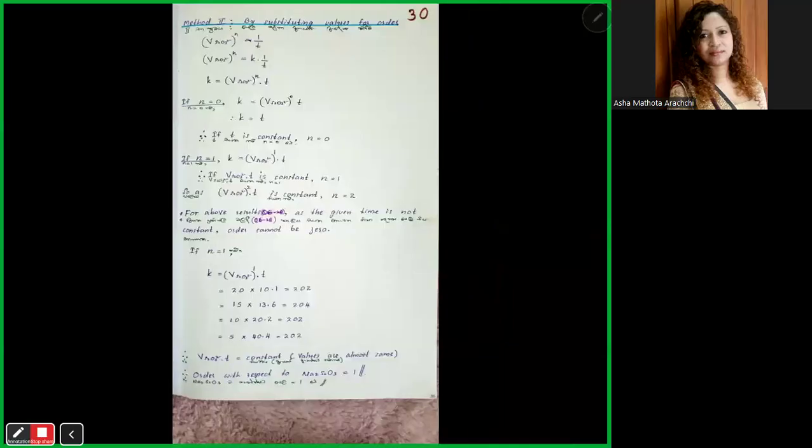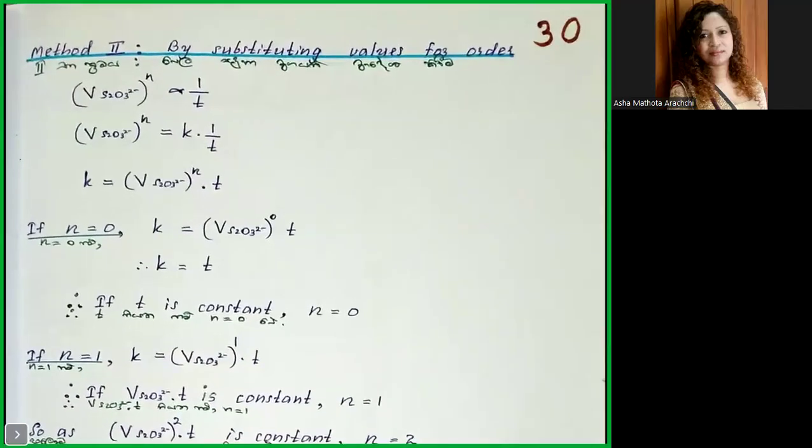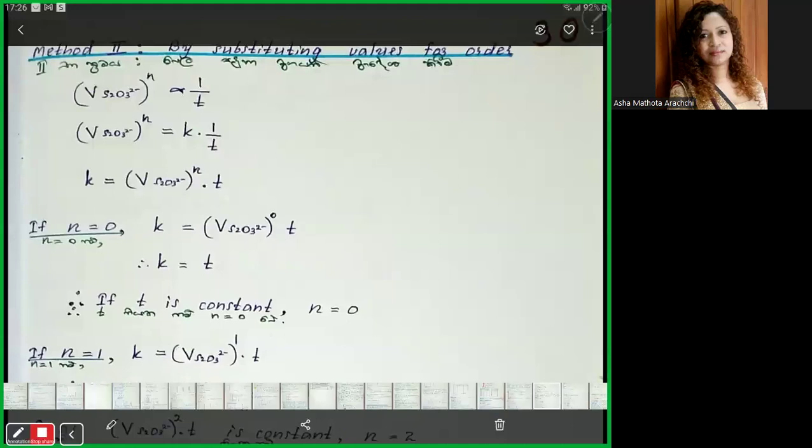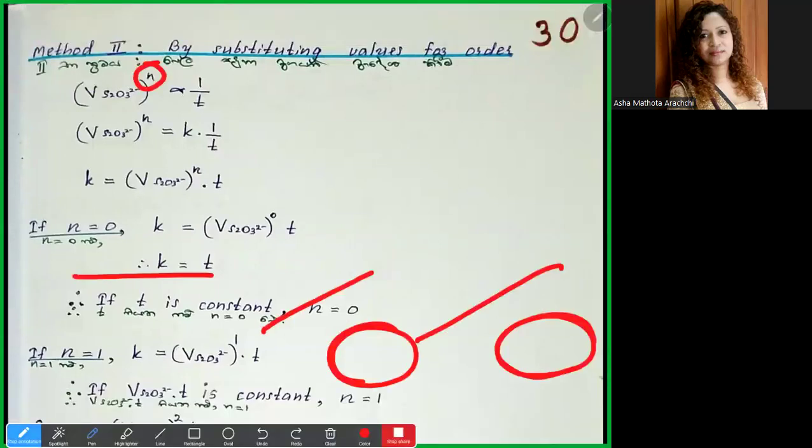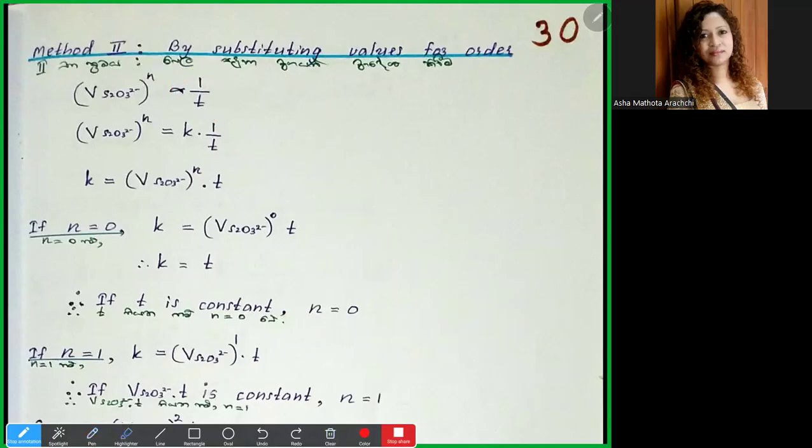Okay, this method is just not effective. We are just writing. But the second method: V(S2O3) to the power n is proportional to 1 over T. So I remove the proportionate sign and add K. Then I can rearrange, subjecting T here and K here, to get this equation. What is the meaning of this? V(S2O3) to the power n multiplied by T is supposed to be constant. If it is 0th order, if n is 0, K equals T. That is what happened with respect to HCl. So T is constant, and that's why it's 0 order.